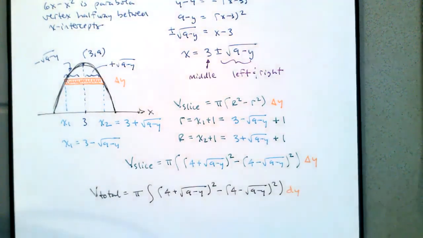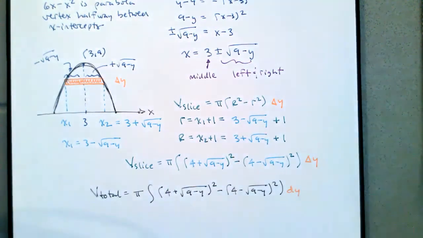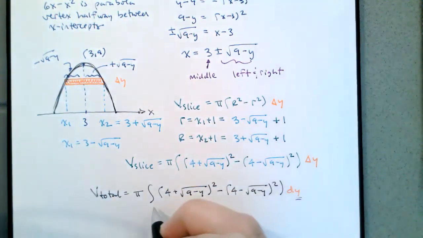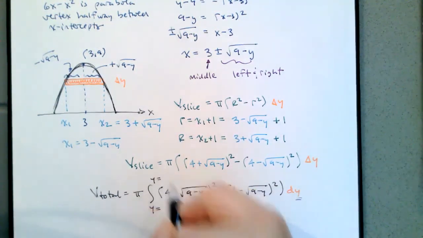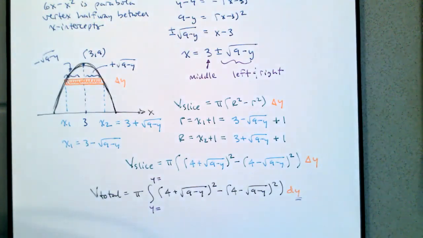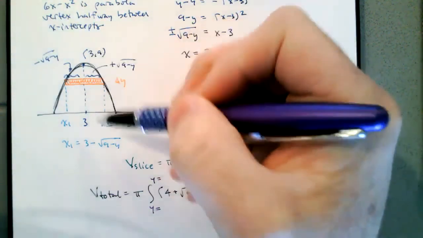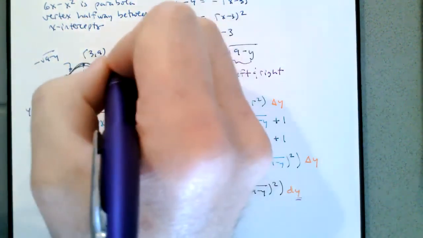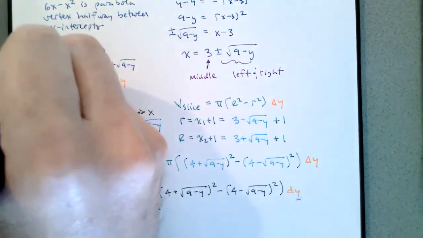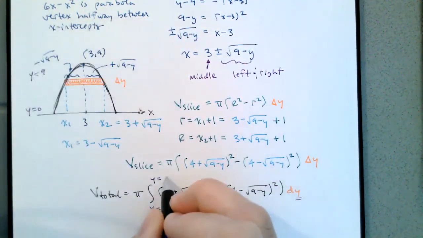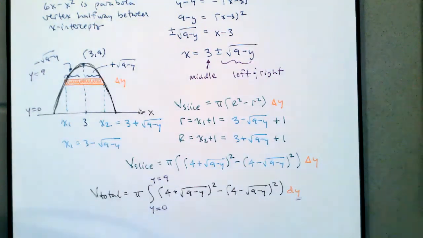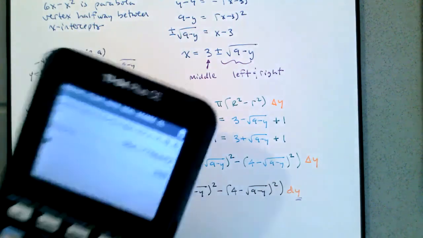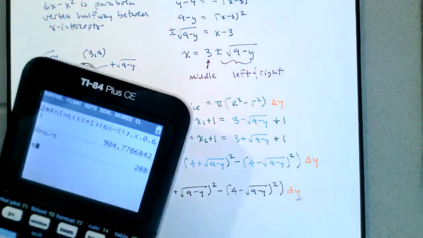Got to remember I'm integrating over y this time. So I need y equals, I need all the y values where there was a slice. Now we're going from bottom to top, so we're integrating y equals 0 to the top where y equals 9. And then we find out if I've made a mistake somewhere. So I math a second pi, and I math 9.